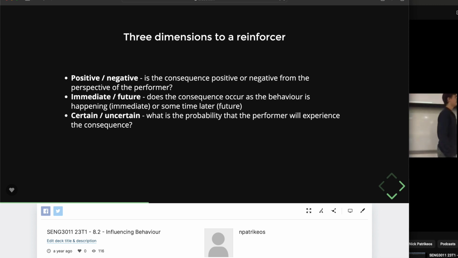And this is super important. It's, does the consequence happen as the behavior is occurring, or does it happen at some point later? And the reason for that is the more immediate the consequence, or the more immediate the reinforcement, the more powerful it is.